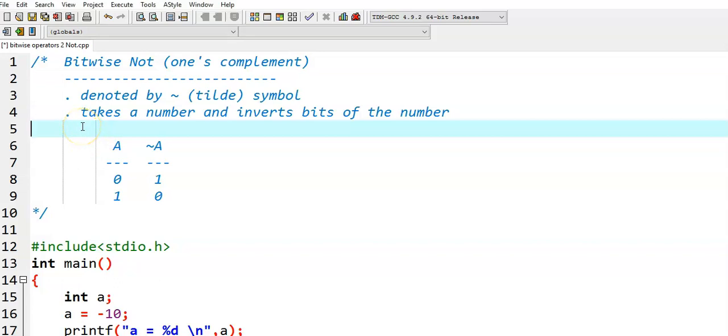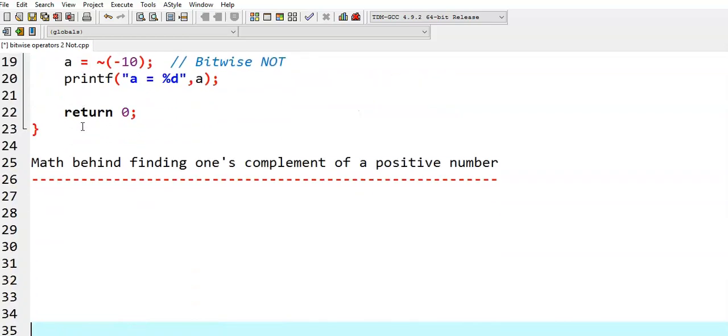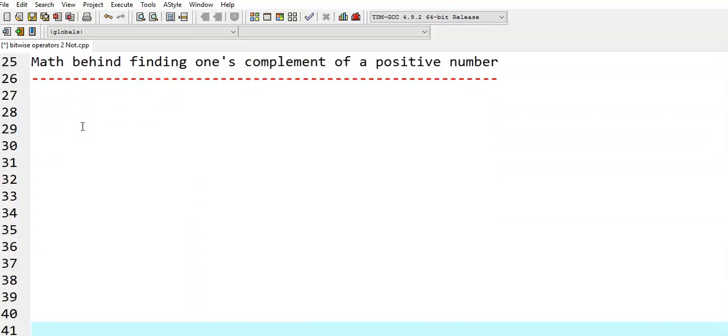In the last video, we discussed the bitwise NOT operator, that is finding the bitwise ones complement of a given number. In this video, we discuss the math behind finding the ones complement of a positive number. How do we get the ones complement value of a positive number? We see the logic and the maths behind it.